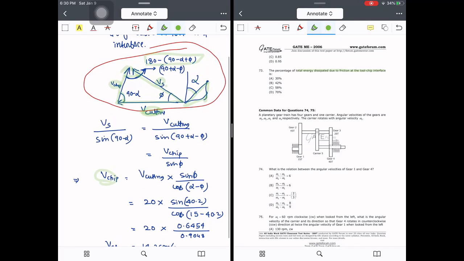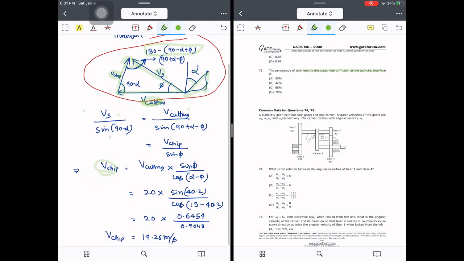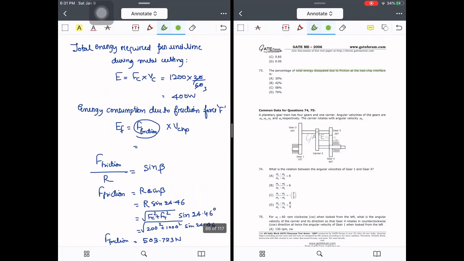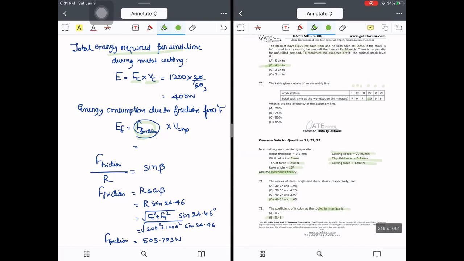Now how do you calculate the friction energy? For friction energy we need to calculate the velocity of the chip. How will we calculate it? Velocity of the shear by sine 90 degrees is equal to velocity of cutting by the opposite angle's sine. This is the basic formula. You don't need to remember the formula. Please remember this particular diagram, this diagram is important. From here we will calculate the velocity of the chip, which I calculated using the sine law.